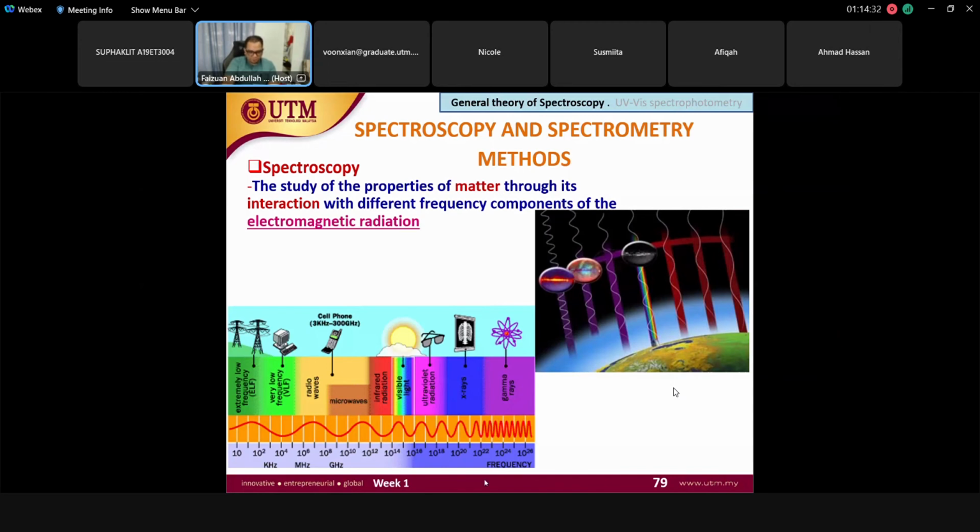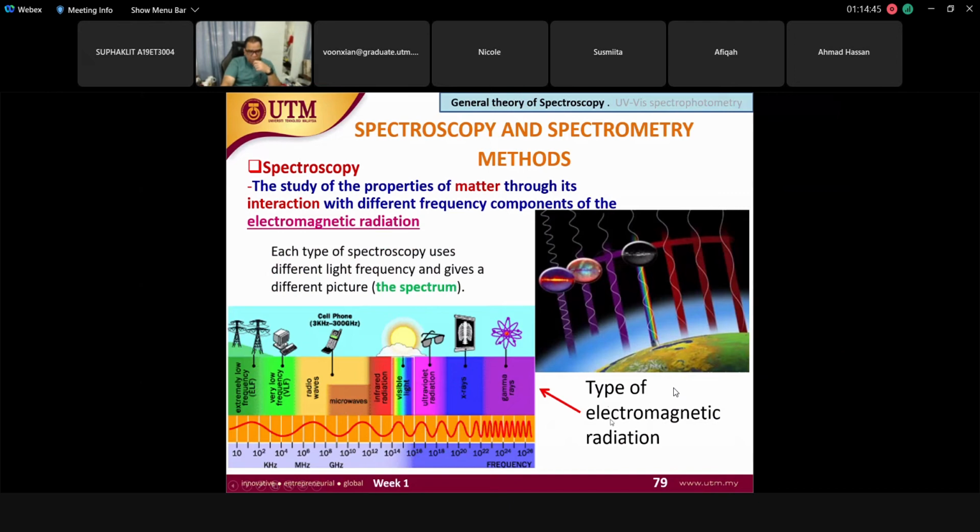That is a very high frequency. From very low to very high frequency, we have a lot of electromagnetic radiation. This is the type of electromagnetic radiation. Each type of spectroscopy uses different light frequency and gives a different picture, or the spectrum.